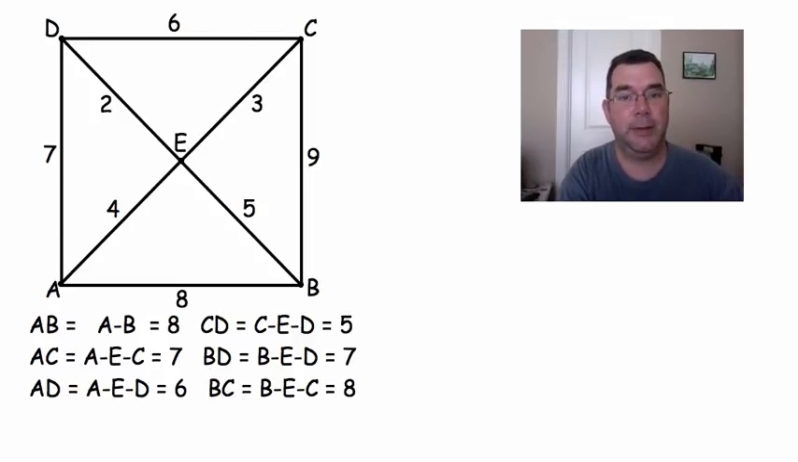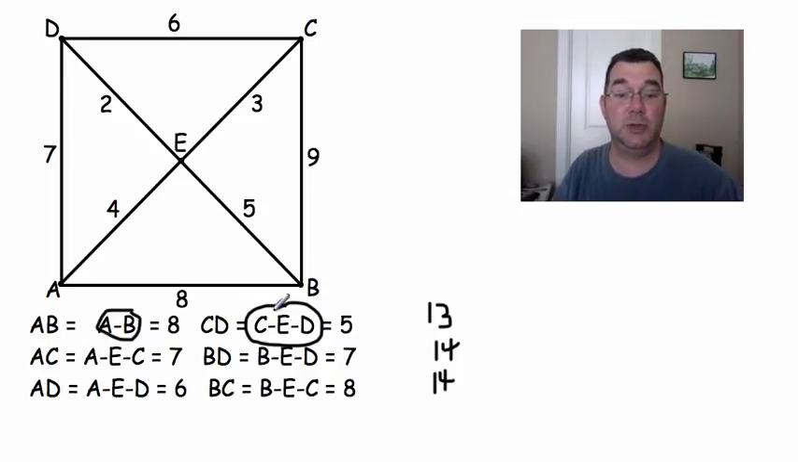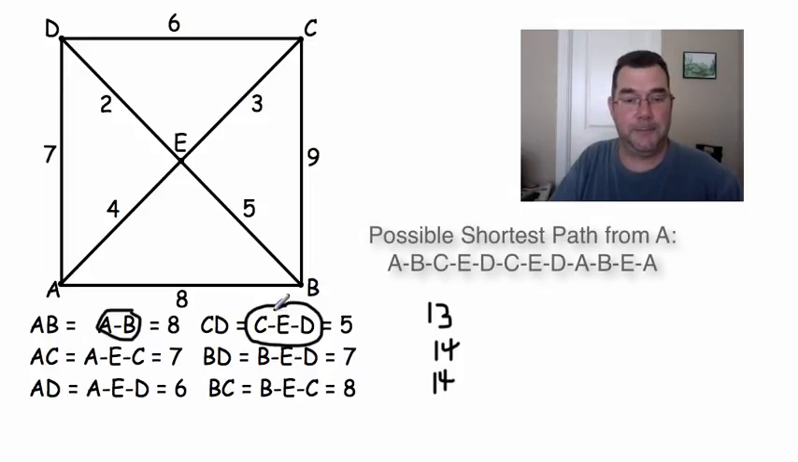So if I add up these costs of AB and CD, that's going to cost me 13. And then if I use a connection from A to C and B to D, that's going to cost me 14. And this one down here, the 6 and the 8, will also cost me a total of 14. So it looks like my best choice is to go from A to B and from C to D, using the path directly from A to B, and then using the path that goes from C through E to D, using both of those twice.